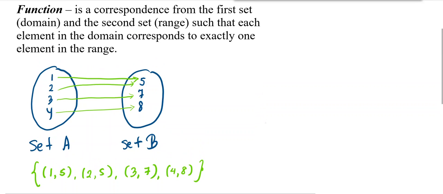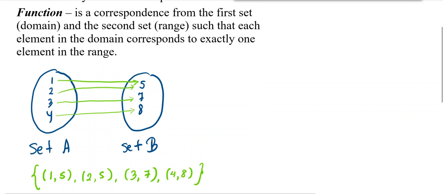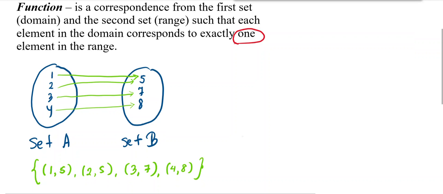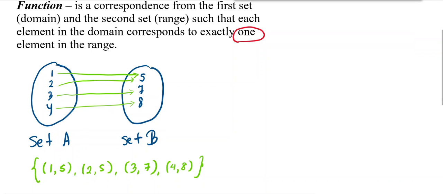Okay, now because the definition says it's a correspondence from the first set to the second set such that each element in the domain corresponds to exactly one, we're going to ask ourselves how many elements the first element in set A corresponds to. If it's more than one, then it's not a function. If all of them are just exactly one, then the relation is a function.